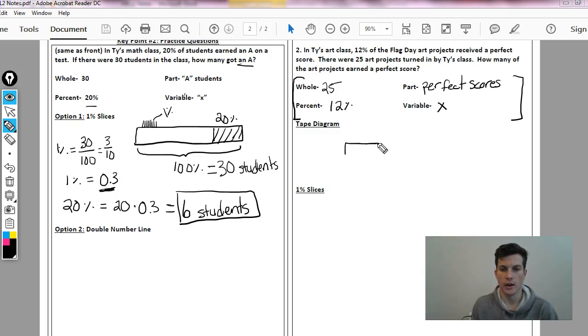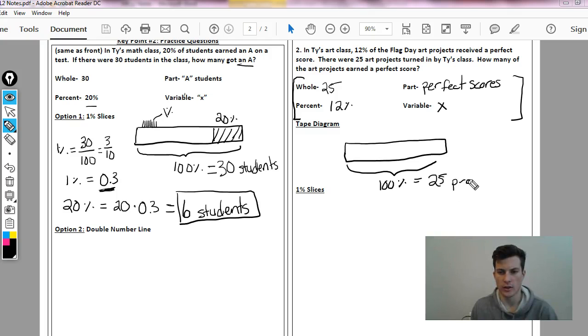Great, you should have a tape diagram like this. So we have a diagram, the entire thing is equal to 100%, which equals 25 art projects. And we need to find the part. Let's make a little part over here. The part we want to find is equal to 12%. Go ahead and find the amount of the 1% slices using the same strategy over here and solve for the number of students or the number of projects that earned a perfect score. Go ahead and finish number 2 now.